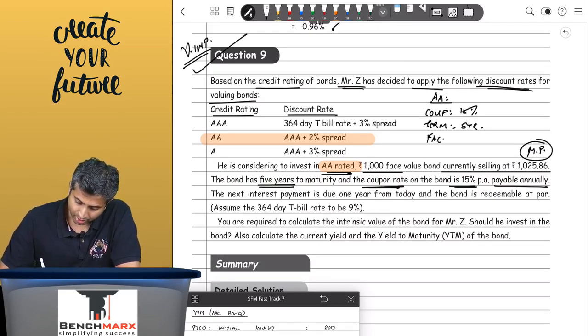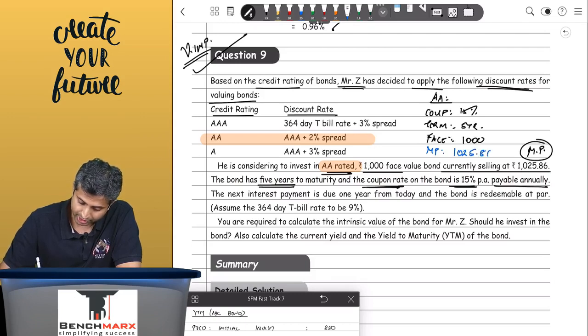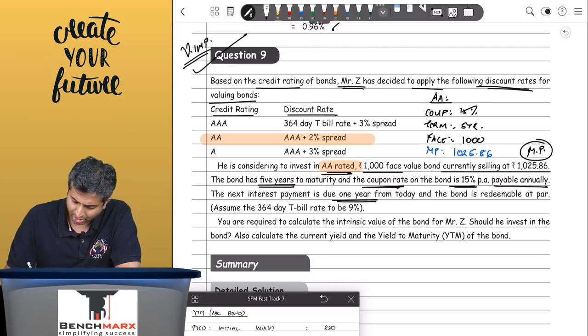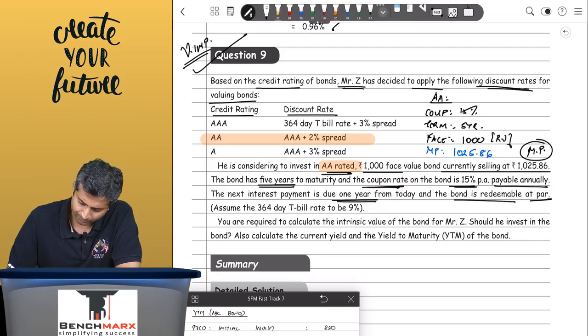Face value is 1000 and the market price is also given. Market price is 1025.86. The next interest payment is due 1 year from today and the bond is redeemable at par. So face value is also equal to the redemption value.